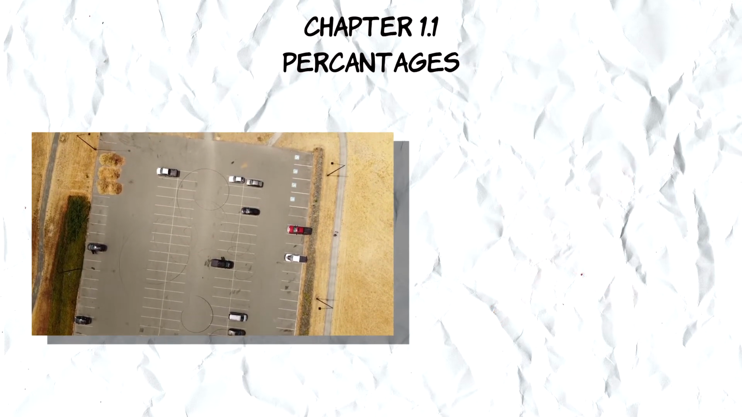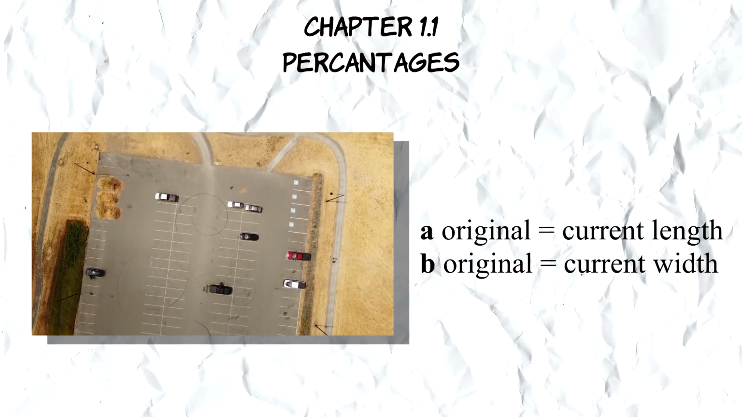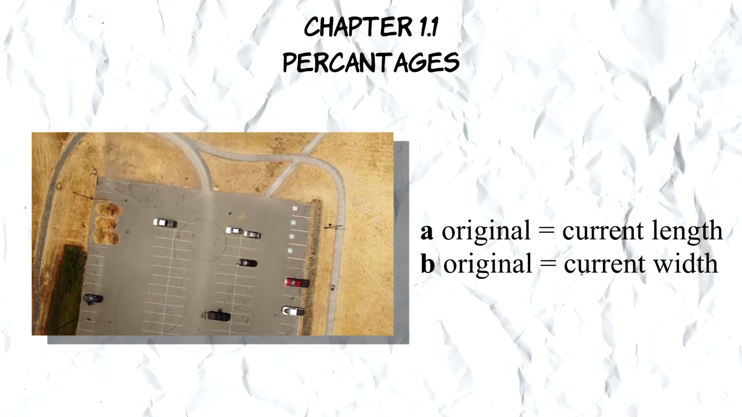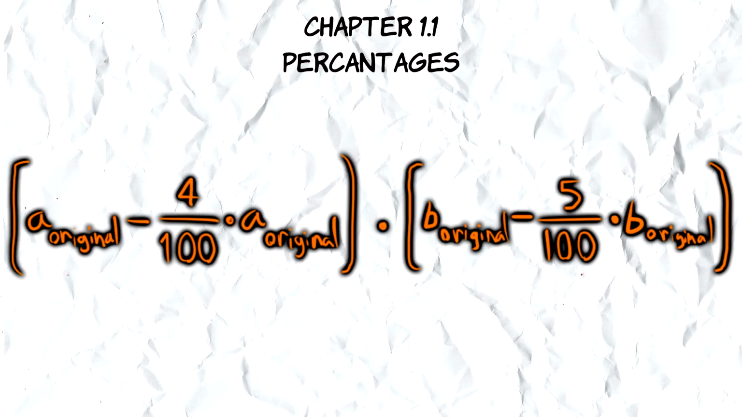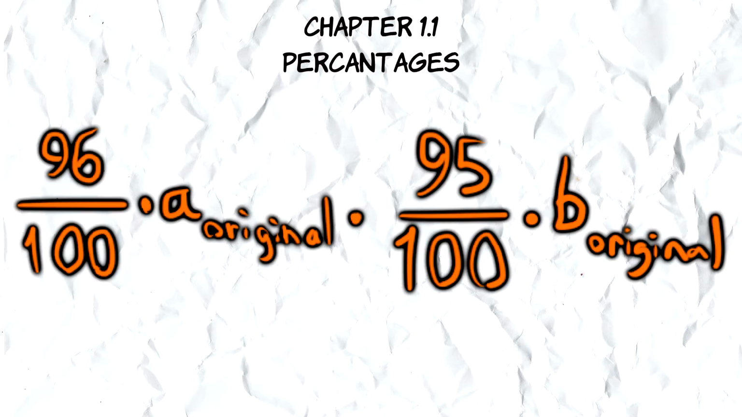Consider the following, where A represents the current parking space's length and B indicates its width. To begin, we depict the area of an existing parking space, which is its length multiplied by the width. Then, the new parking space would be the original length subtracted by 4% of its original length, multiplied by the original width, subtracted by 5% of its original width. This will give us 96% of the original length, multiplied by 95% of its original width.